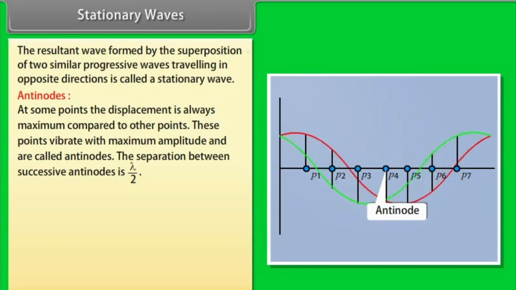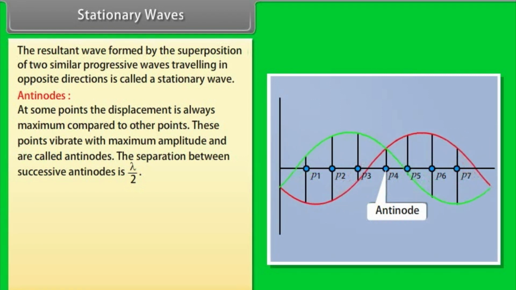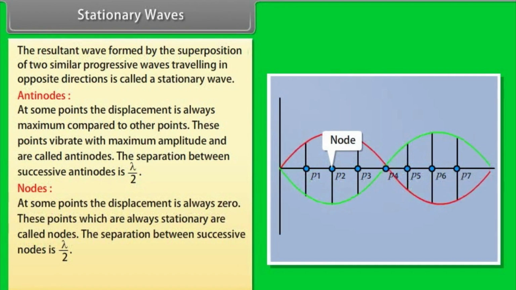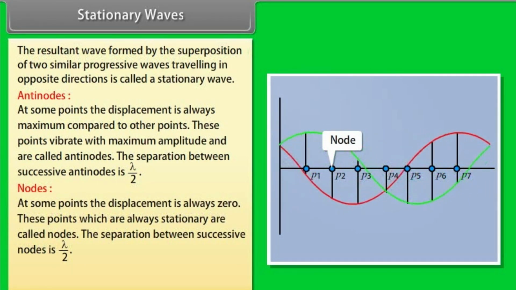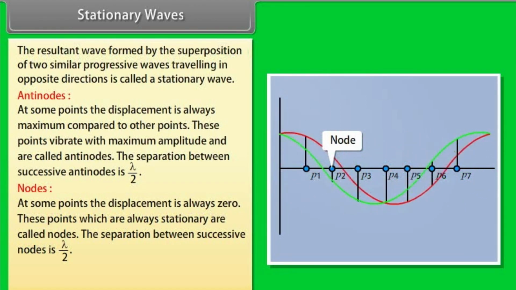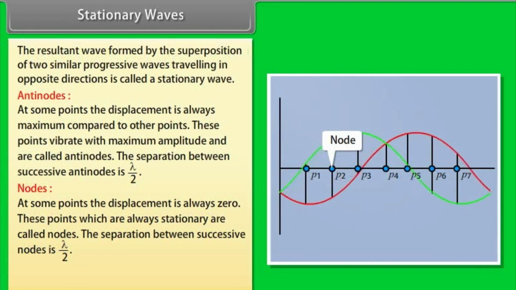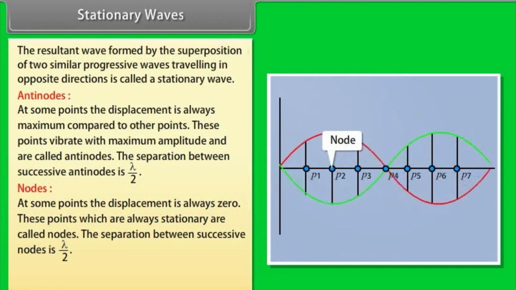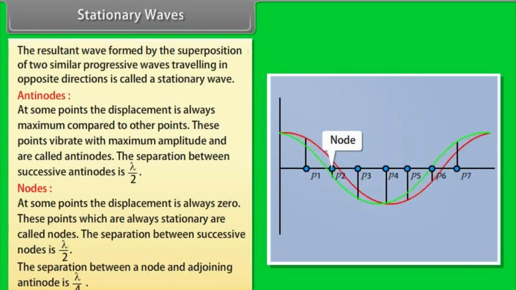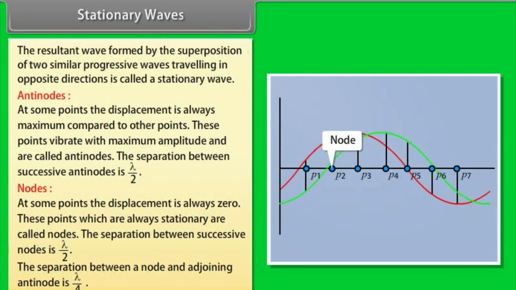The separation between successive antinodes is lambda by 2. Nodes. At some points, the displacement is always zero. These points, which are always stationary, are called nodes. The separation between successive nodes is lambda by 2. It is observed that the separation between a node and adjoining antinode is lambda by 4.